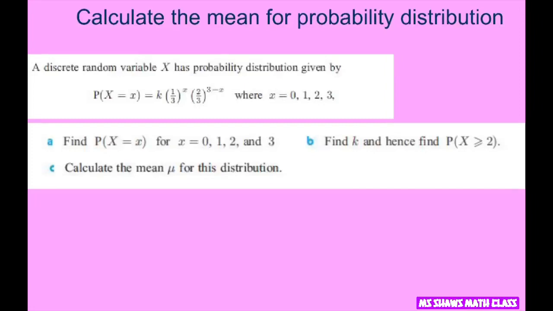Everyone, we're going to calculate the mean for this given probability distribution. So basically, a discrete random variable x has this probability distribution given here, where we're going from 0 to 3. We're going to find the probability of x equals x for x equals 0, 1, 2, and 3. Find k and calculate the mean for this distribution.